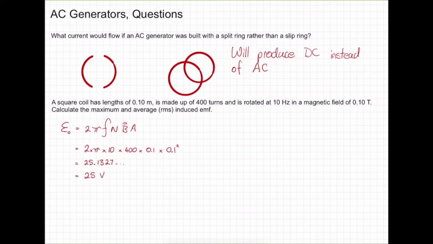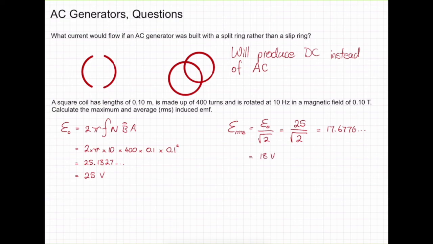Now we need to determine what the average, root mean squared, of the induced EMF is. Well, we know that our EMF root mean squared is equal to our maximum EMF divided by the square root of 2. We know that our maximum EMF is approximately equal to 25. So substituting that in and putting this into the calculator gives us 17.6776, etc. So this comes to two significant figures as 18 volts.